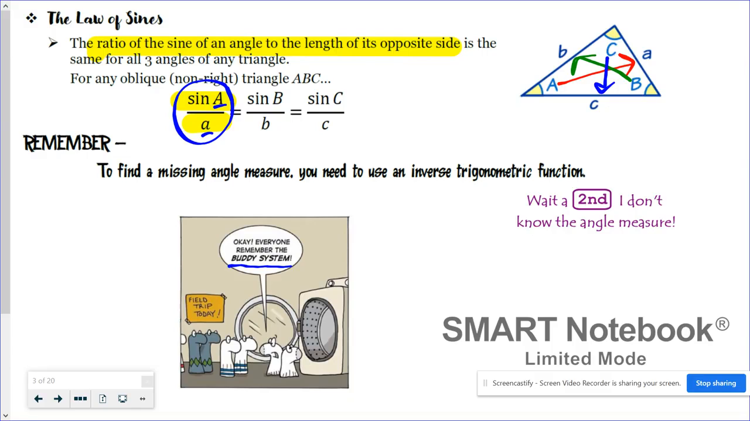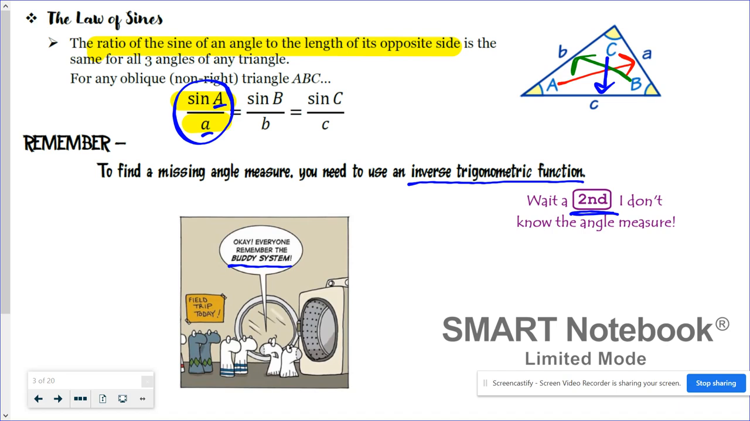Now I can use the law of sines to find missing side lengths. I can also use it to find missing angle measures. Remember, when you go to calculate a missing angle measure, you should use an inverse trig function. And that's when I usually say, wait a second, I don't know the angle measure, because to get that inverse trig function on your screen, you need to use that second button on your calculator.